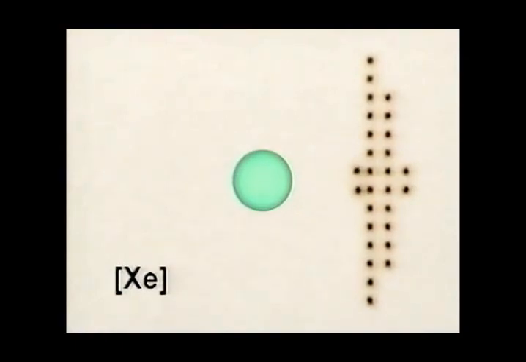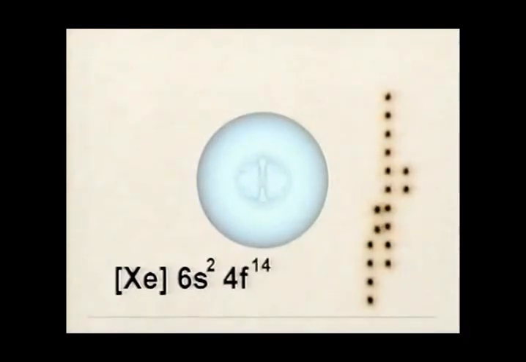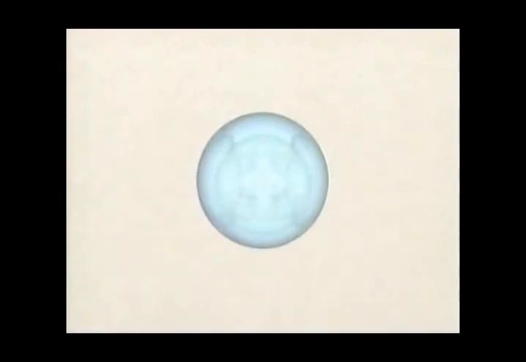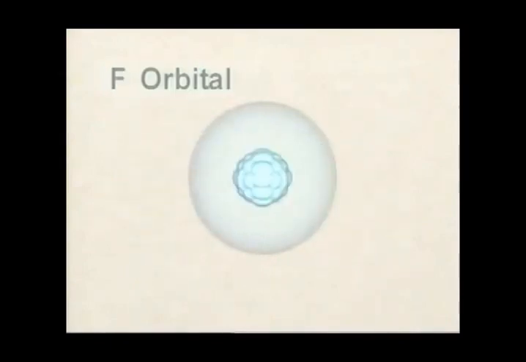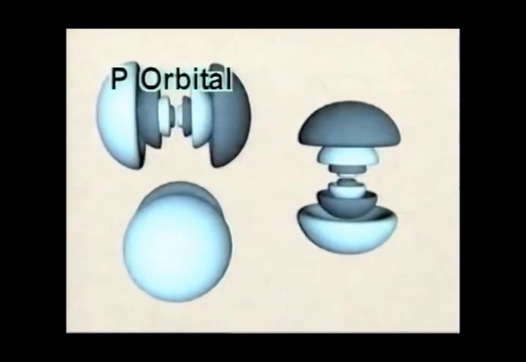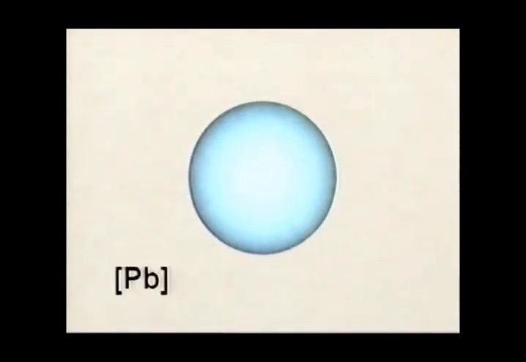The first 2 electrons are found in the sphere-shaped 6s orbital shell. The next 14 electrons fill 7 lobe-shaped 4f orbitals. The next 10 electrons fill the clover-shaped 5d orbitals. And the final 2 electrons are distributed among 3 lobe-shaped 6p orbitals. Since the electrons in the 4f and 5d orbitals are at a lower energy than those in the 6s and 6p orbitals, only the 4 valence electrons in this 6-level shell influence how lead interacts with other elements.